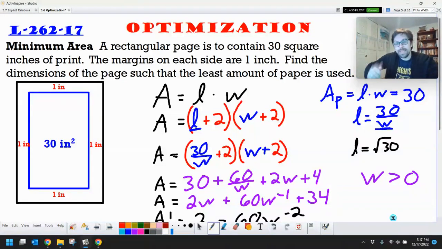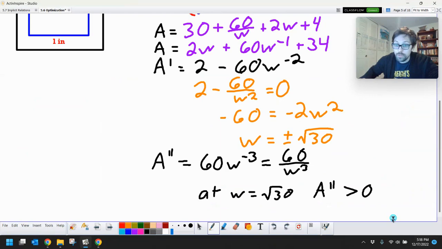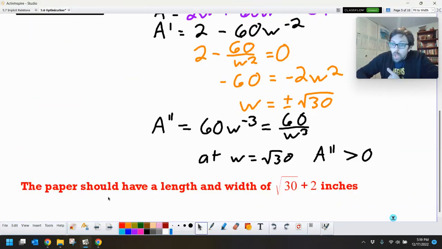Now remember, that length and width that we found is based on the area of the printing. It is not the dimensions of the paper. We want the dimensions of the paper. We want this thing's L and W, and we just found the blue L and W. So we just got to add 2. All we need to do is add on that plus 2. So the paper should have a length and width of square root of 30 plus 2 inches.